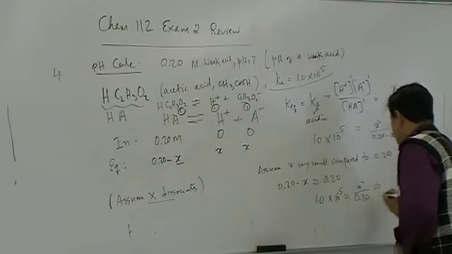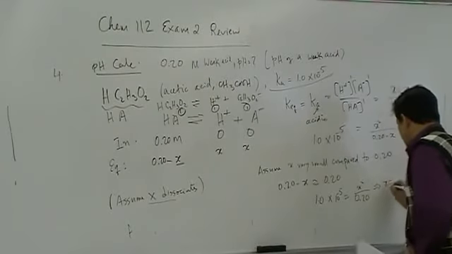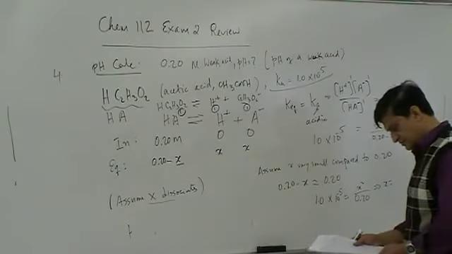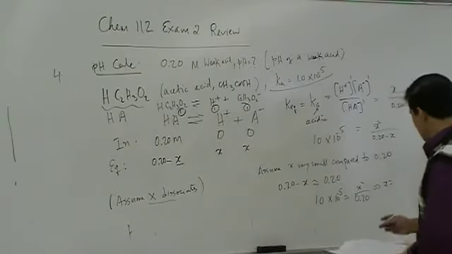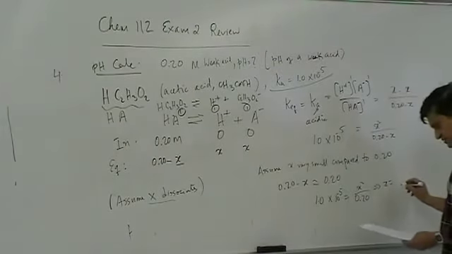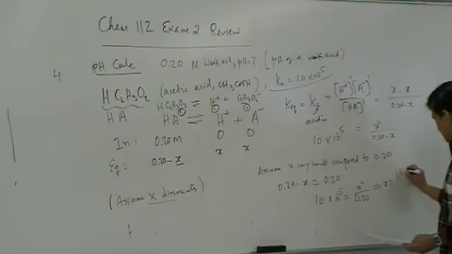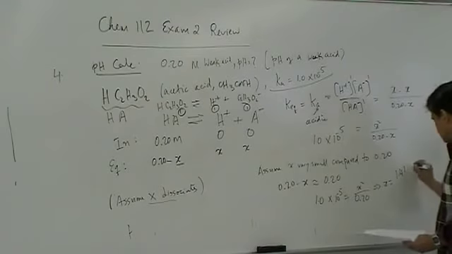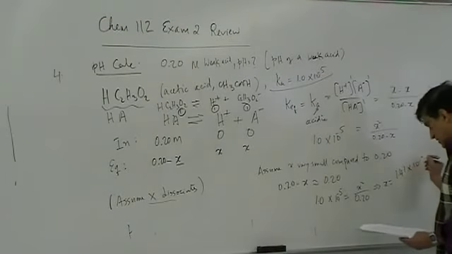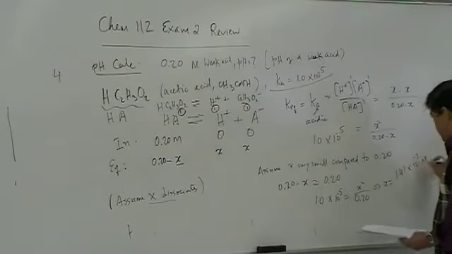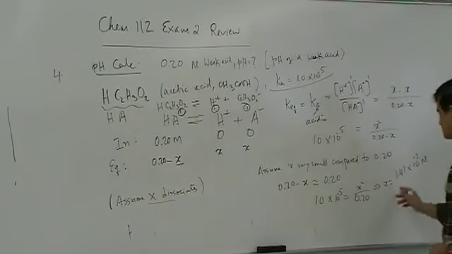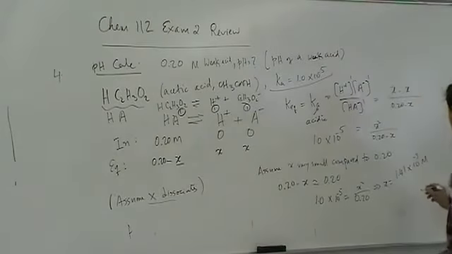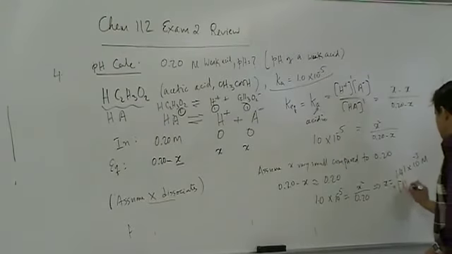And from here you can solve for x quite easily, and that value, I'm going to copy that value for you, 1.41. So you can double check my calculation, 1.41 times 10 to the negative 3 molar. Now the x value is nothing but H plus, and that's what we're interested in. So that's equal to the concentration of H plus.